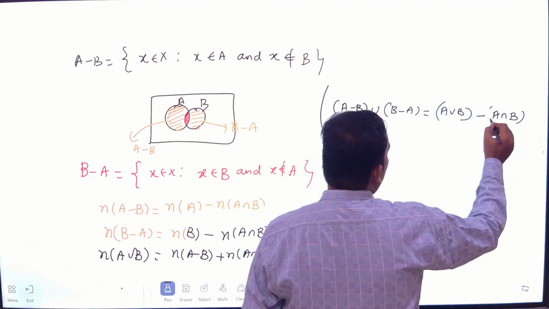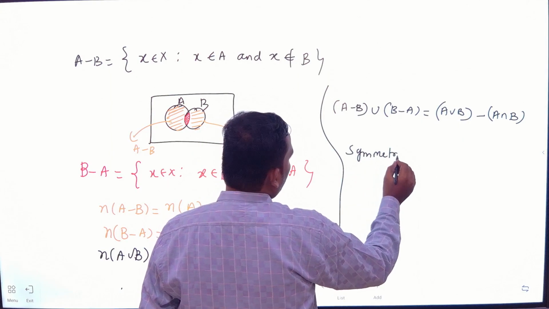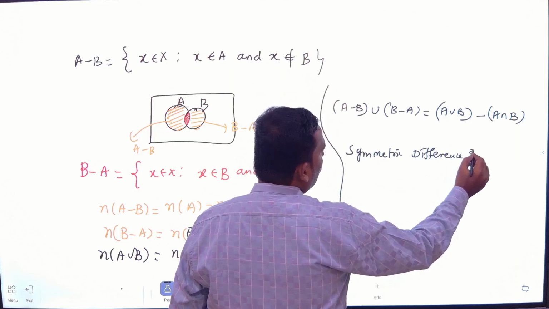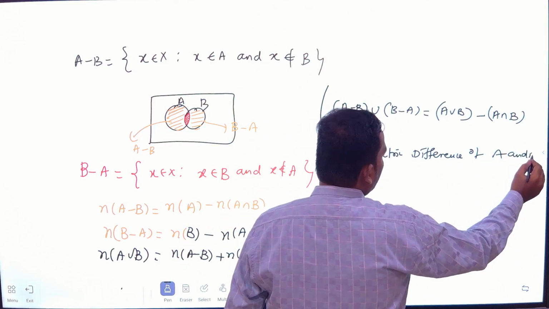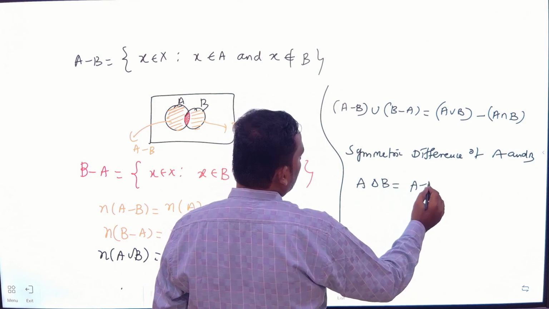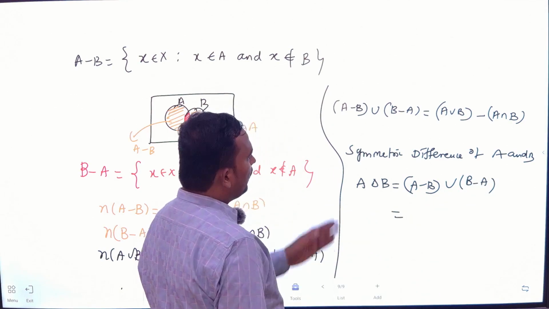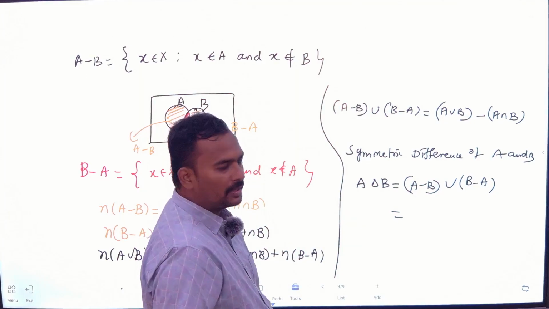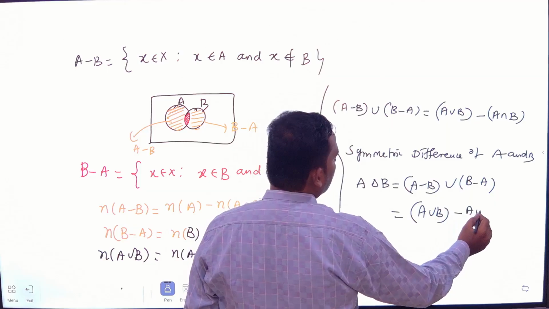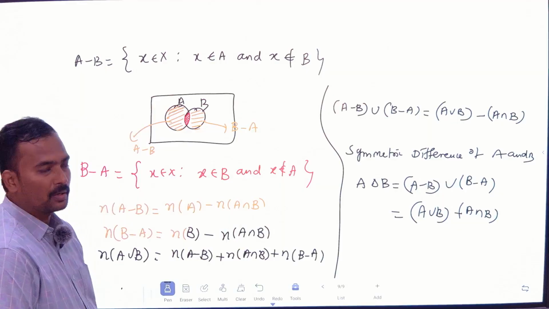So we can write the symmetric difference of A and B. You can see, students, A delta B, you can write. This is A minus B union B minus A. Equivalently, how to write it? A union B minus A intersection B, you can write. Clear? This way also we can write.